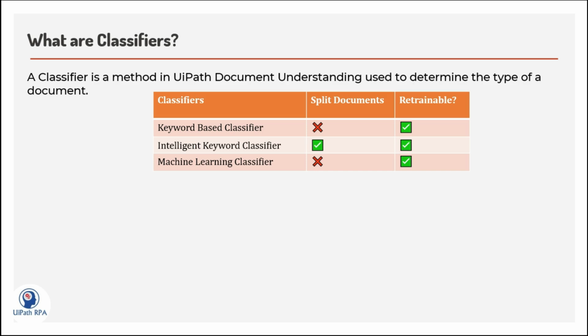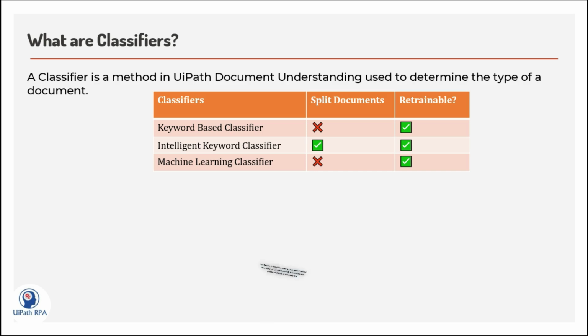We have three available classifiers. Based on the package you install, you will have different classifiers as well. Might be that from every package you will have different classifiers, right? So for now, we have listed three classifiers: keyword based classifier, intelligent keyword classifier, and machine learning classifier. Let's understand these three classifiers.